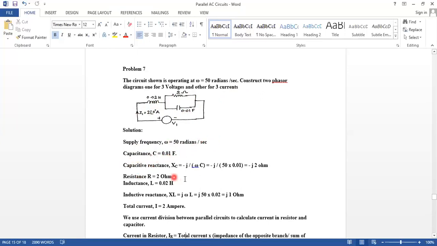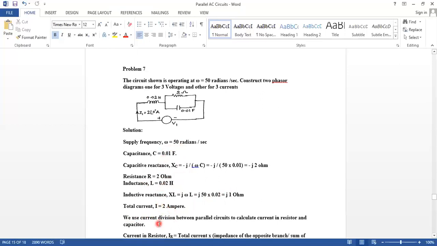Capacitance is given. Capacitive reactance you need to find out. Okay, first find out what is the capacitive reactance. Then resistance value is given. Inductance is given. Okay, inductive reactance you find out, jXL. Fine. So what is the total current given? It is 2 amperes. That is supplied by the source.